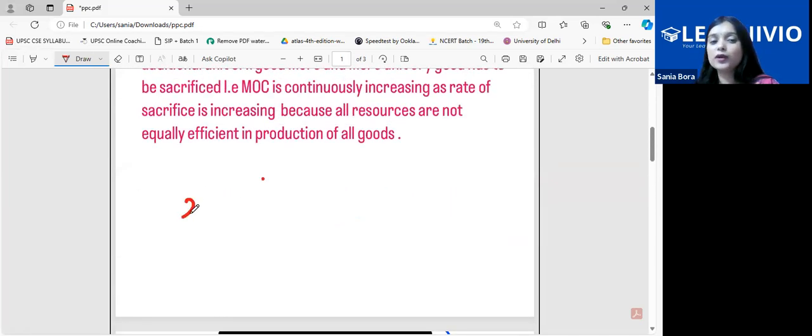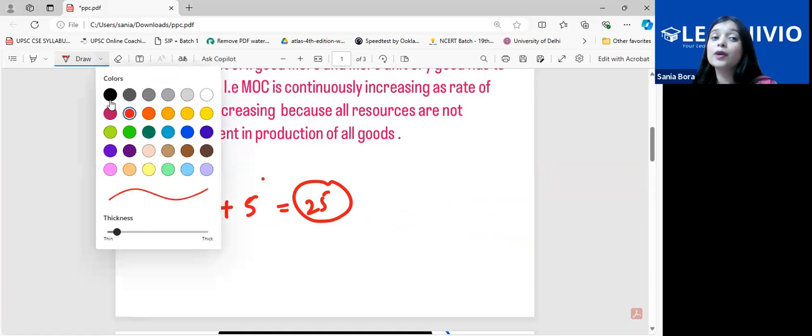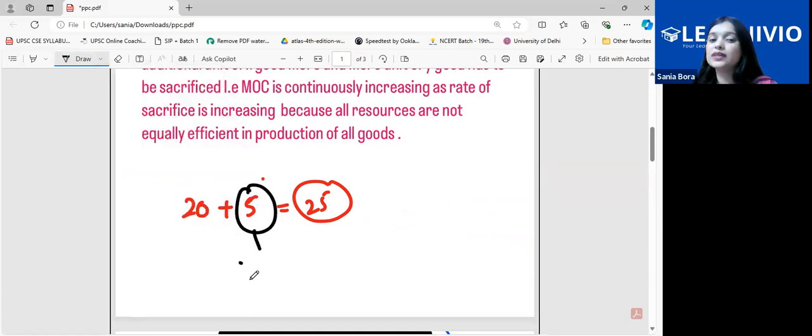For example, you had 20 rupees, and I gave you 5 rupees. Now, how much do you have? 25. So now, from here, tell me which one is marginal. From all these amounts? 5. Why? Because you added 5. That's why this is your margin. Clear?